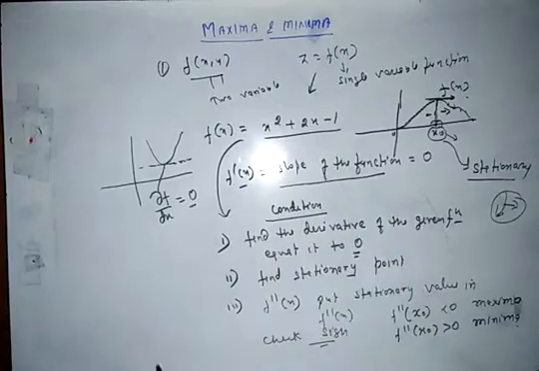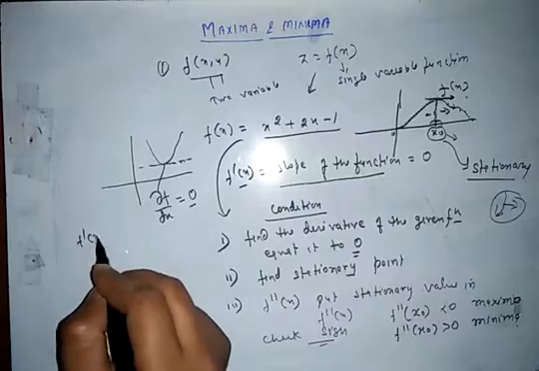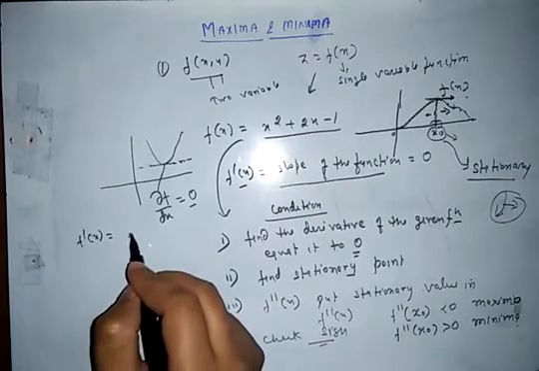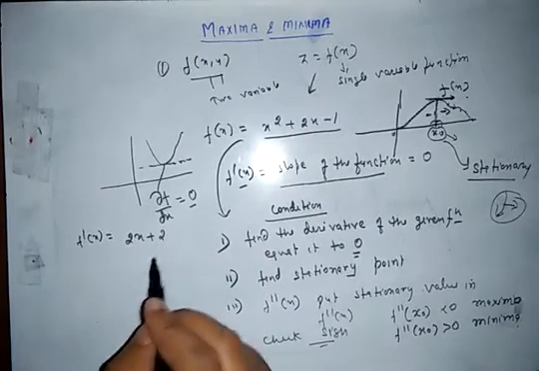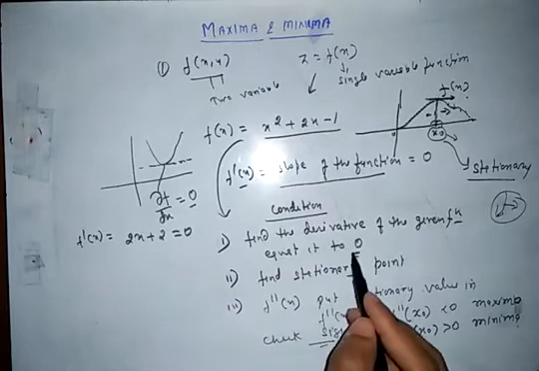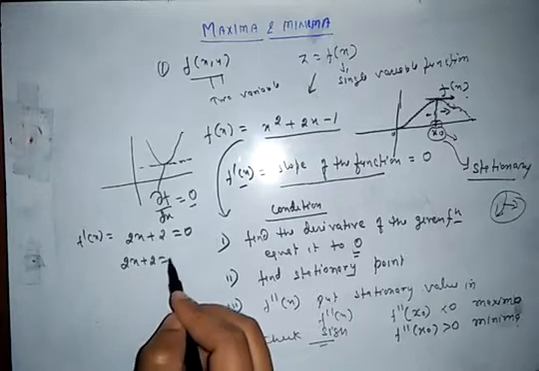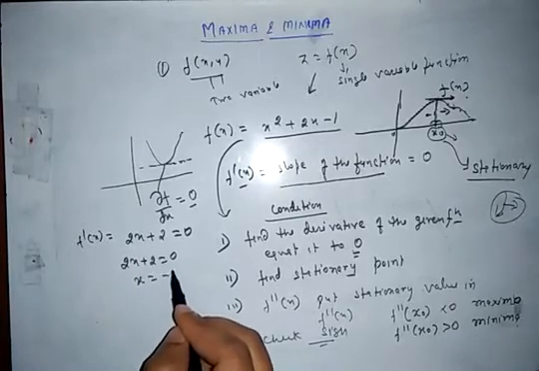So see here, I will try this question. Suppose we differentiate, f dash x is 2x plus 2. Equate it to 0, which is the first condition. So 2x plus 2 is equal to 0. That means x is equal to minus 1.